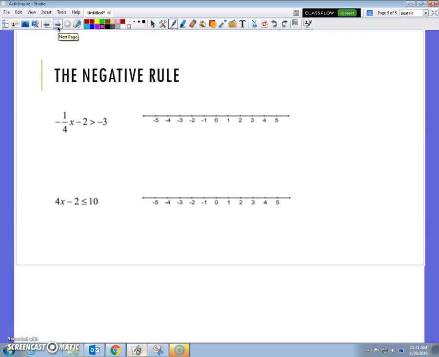Now let's do this one with multiplication. I'm going to start by adding 2 to both sides of the inequality. Now I have -1/4 x is greater than -1. Now, I'm still seeing people do this. Divide both sides by -1/4.